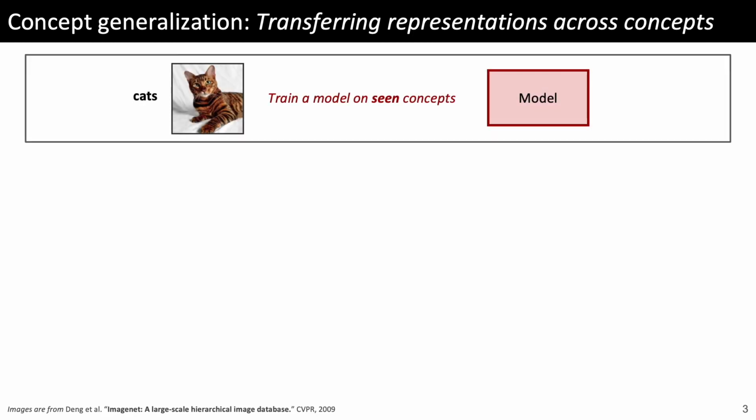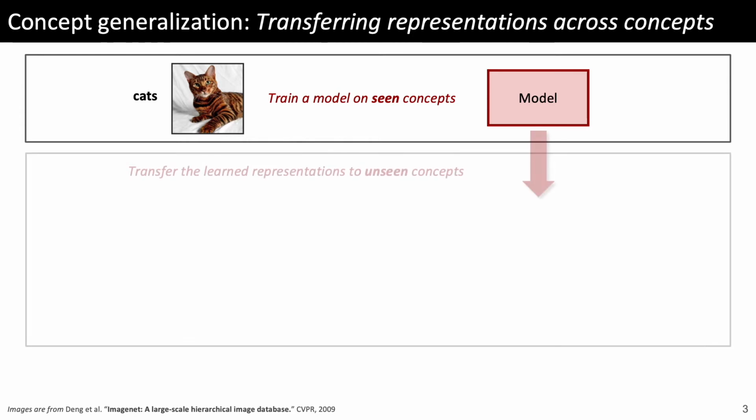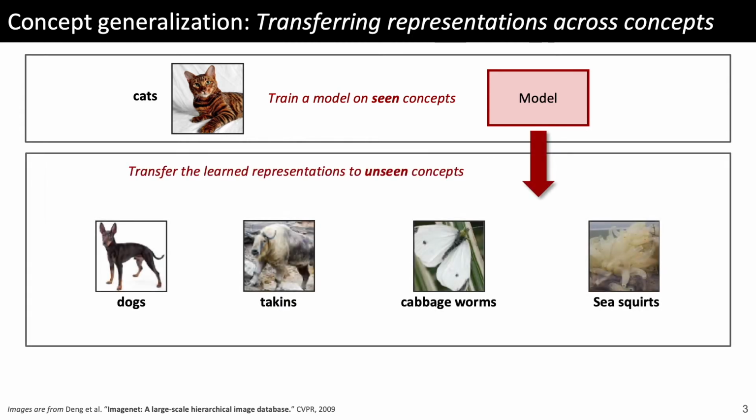Measuring this generalization has multiple dimensions, and one of them is concept generalization. In this scenario, we train our model on a specific set of scene concepts. Then we evaluate the representations learned by our model on a different set of unseen concepts with varying degrees of similarity to the seen ones. This way, we quantify the ability of our model to transfer its representations across concepts.